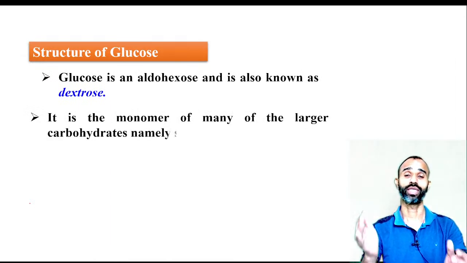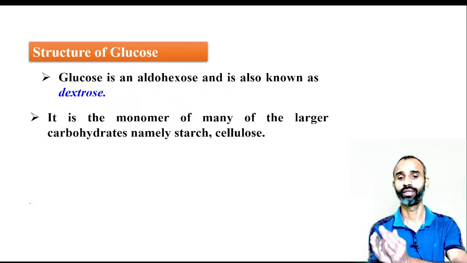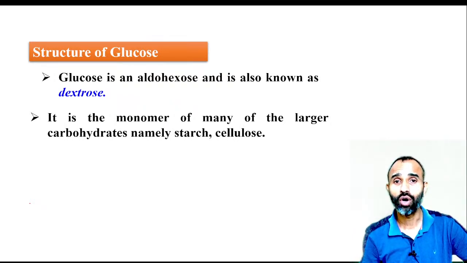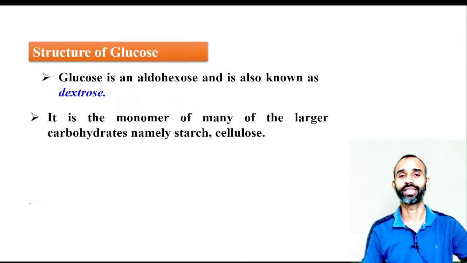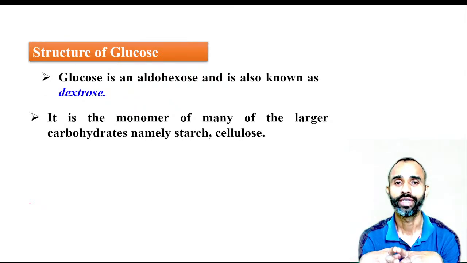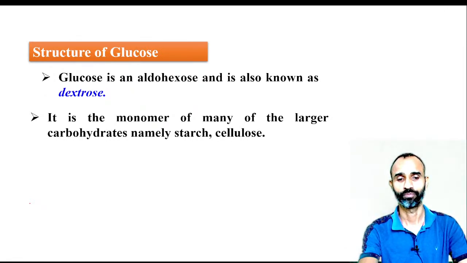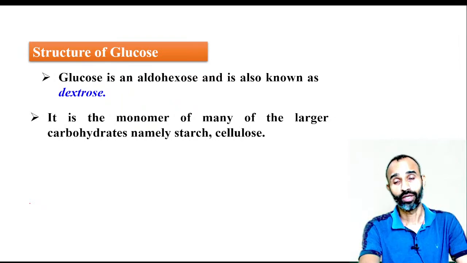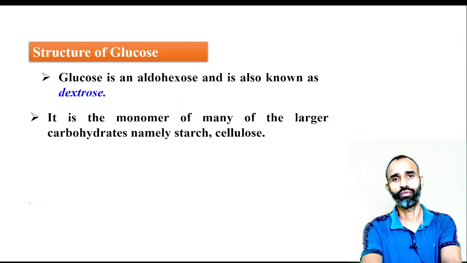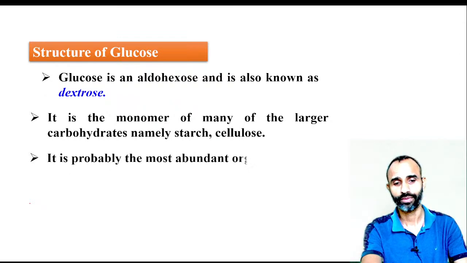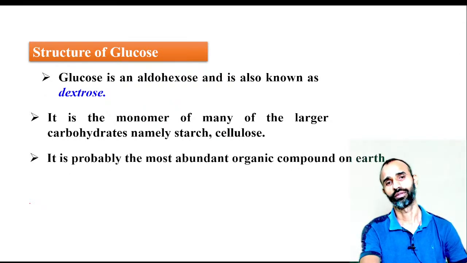Glucose is an aldohexose and is also known as dextrose. Why is it known as dextrose? Because it is dextrorotatory, it can rotate plane polarized light to the right. It is the monomer of many polysaccharides like starch and cellulose. It is probably the most abundant organic compound.